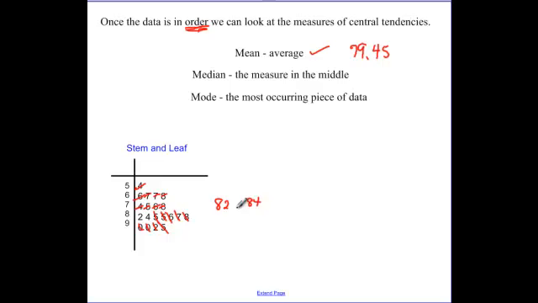And look, that leaves me with the numbers 82 and 84. So the median is the one in the middle. What number is in between 82 and 84? 83.